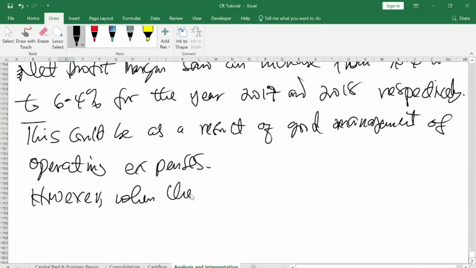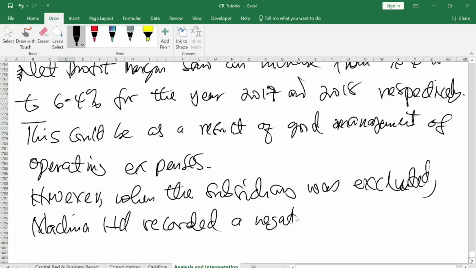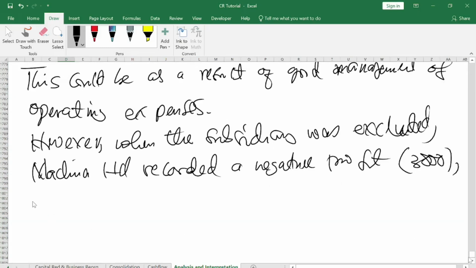However, when the subsidiary was excluded, Medina Limited recorded a negative profit of 3,000. The percentage is negative 3.3%. Is that not the case? Yes, sir. So this is how you do the analysis.